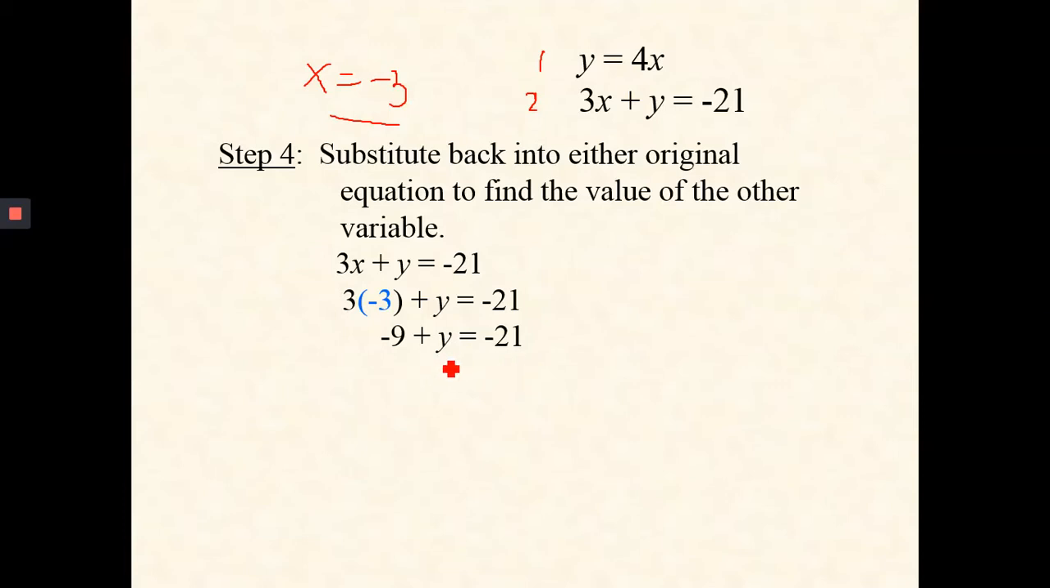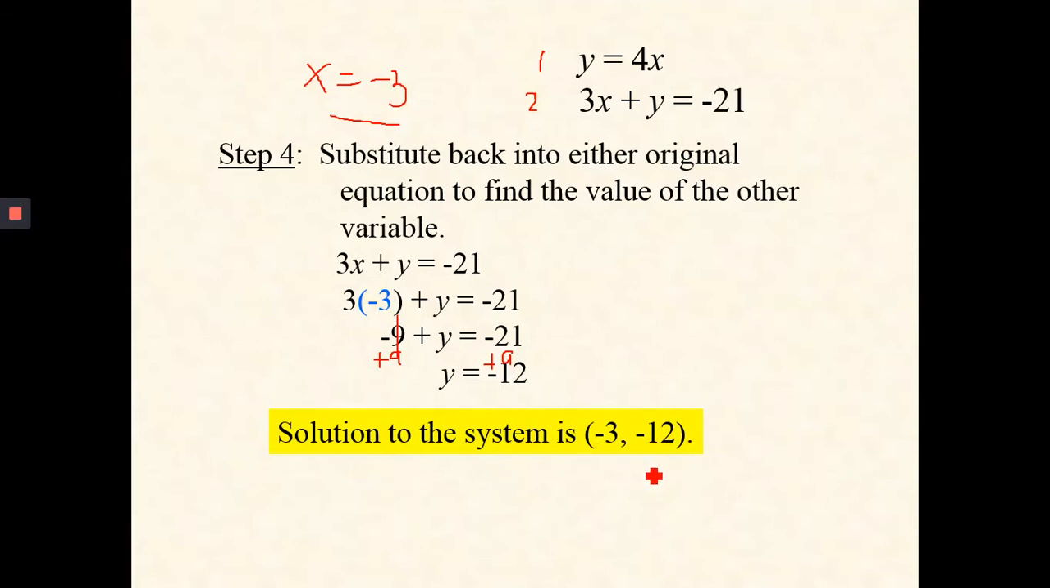We are solving for y, so we need to get rid of negative 9. We need to add the opposite, which is positive 9, and here is also positive 9. So negative 9 plus 9 will be 0. So y now equals negative 12, because negative 21 plus 9 is equal to negative 12. Therefore, the solution of the given system is (negative 3, negative 12).